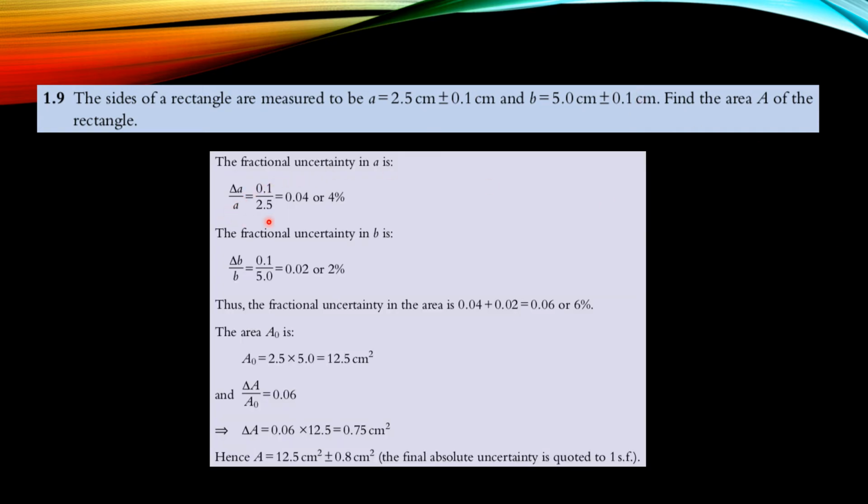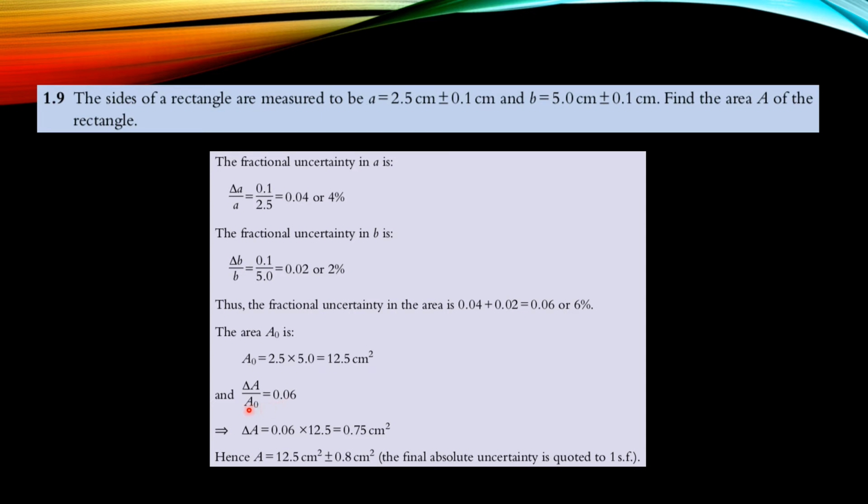Fractional uncertainty on A, 4%. Fractional uncertainty on B, 2%. So the fractional uncertainty on the area is the sum of those. 4% plus 2% is 6%. We can do the area, 2.5 times 5, so that's the two quantities multiplied together, is 12.5 square centimetres, with an uncertainty of 6%. So now we have to convert that back to an absolute uncertainty, because we want to be able to quote the value with a plus or minus.